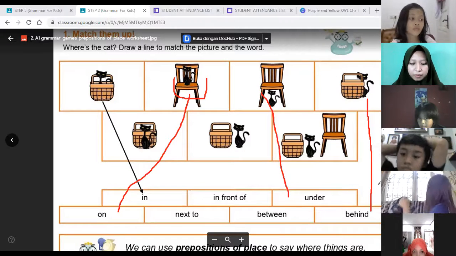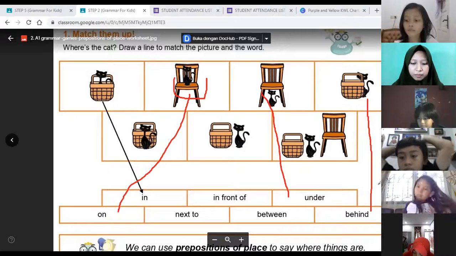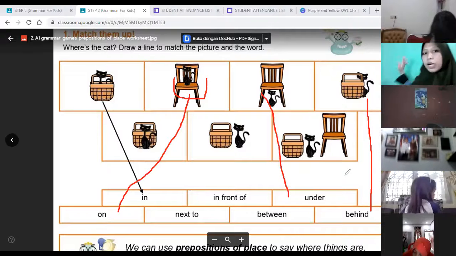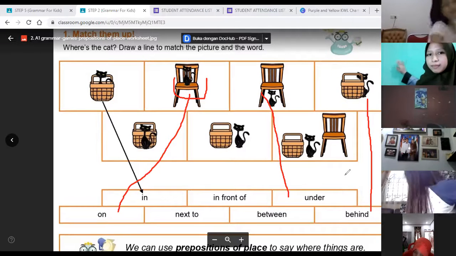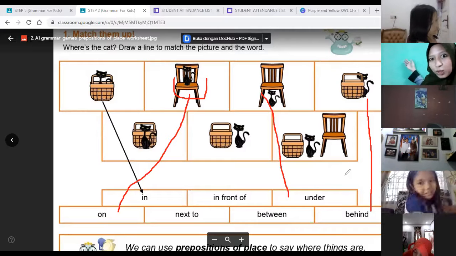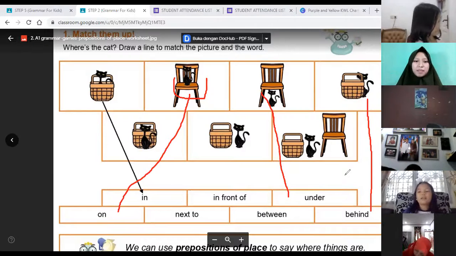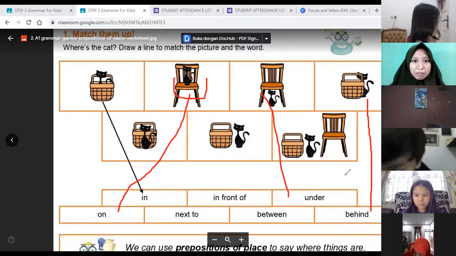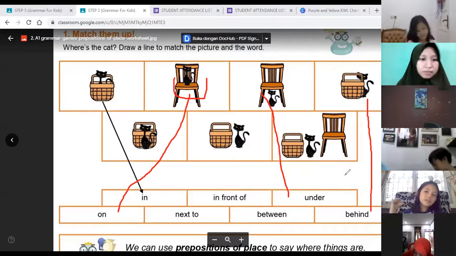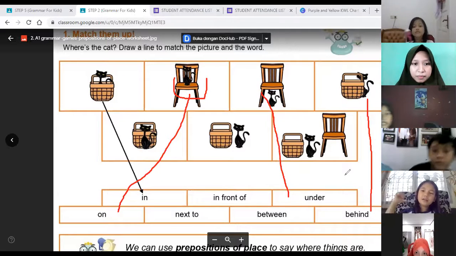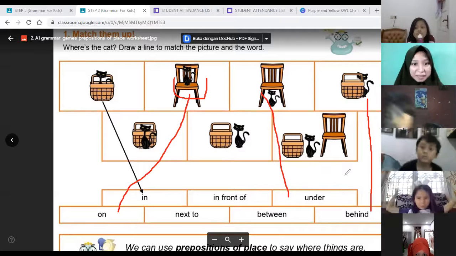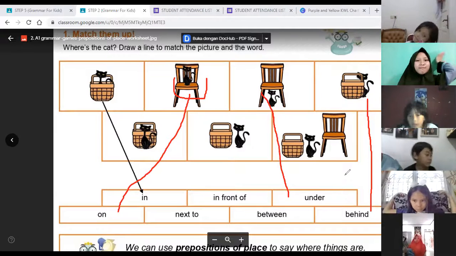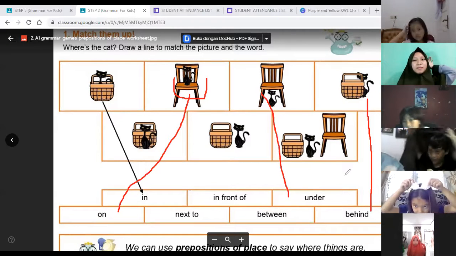What is behind you, Nawaf? Yeah, what is behind you? Behind me is a wall. This one is wall. Dinding. My behind is chair. Okay. Chair is behind you, Bian. What is behind you, Nura? The pillow. It's behind me. Okay, so what about you, Tristan? What is behind you?